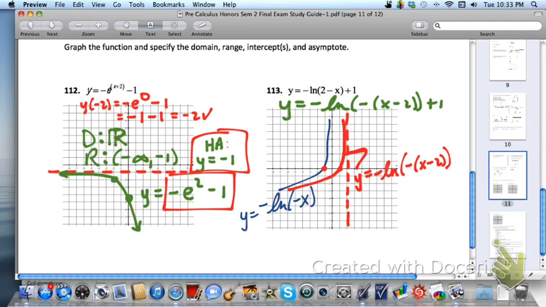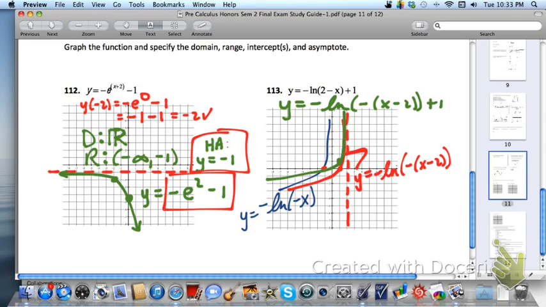So let's do this. What color should we use? Let's use a green. Bumping it up 1 unit means that our key point is going to go right there at 1, 1. And since I'm bumping it up 1 unit, I know my asymptote is at x equals 2. So there we go, right like that. The green graph is the graph that you see here, bumped up 1 unit. And again, 1, 1 is our key point.